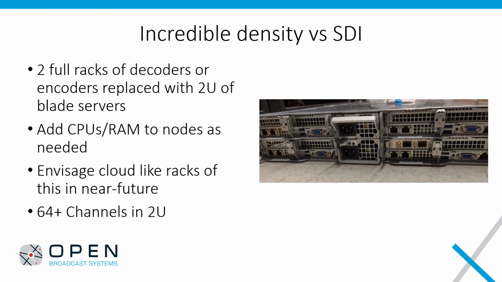And we really envisaged the broadcast facility of the future to look exactly like this, just racks and racks of this, entirely like a cloud facility. And what was notable is this could encode 64 channels, sometimes even more depending on the configuration, in 2U. Again, replacing 2 full racks.